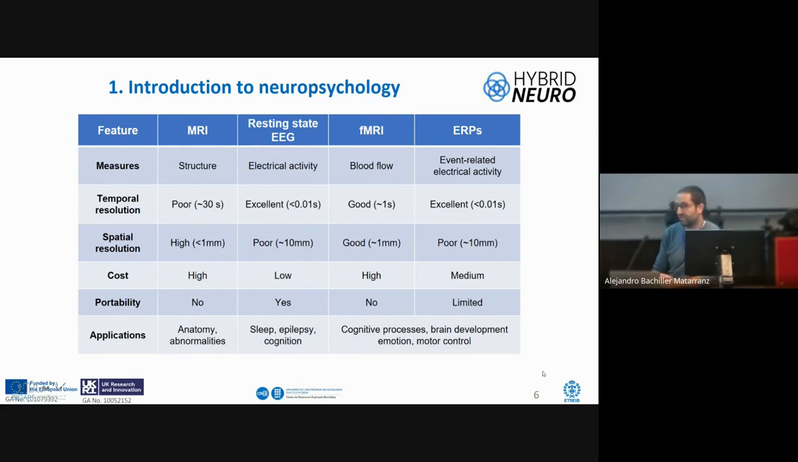functional magnetic resonance image and event related potentials are used to characterize the functional behavior of the brain. So for this reason, we focus on ERPs, but these computerized tasks can be applied as well to fMRI, functional magnetic resonance image.